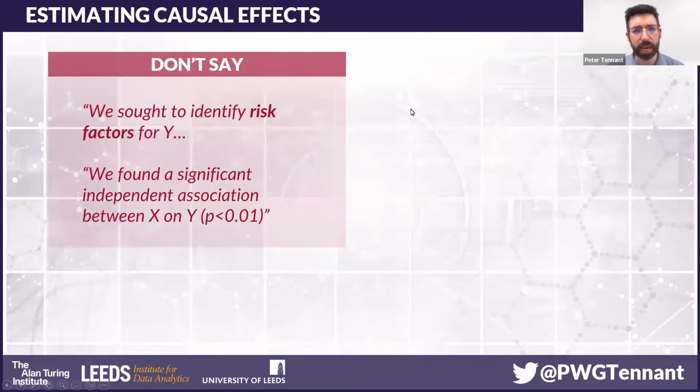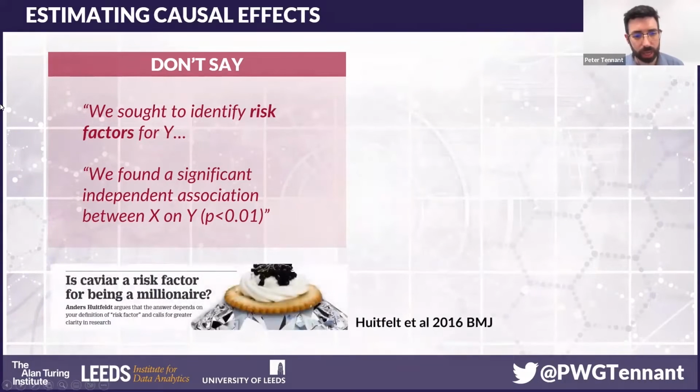So the key from this is that hopefully we move away from asking this kind of thing, which is we sought to identify risk factors for Y, and we found a significant independent association between X and Y. There's many problems with this, including the word risk factor. I would encourage people not to use that term. And if they want to know why, have a read of this lovely article by Anders Huitfeldt in the BMJ.